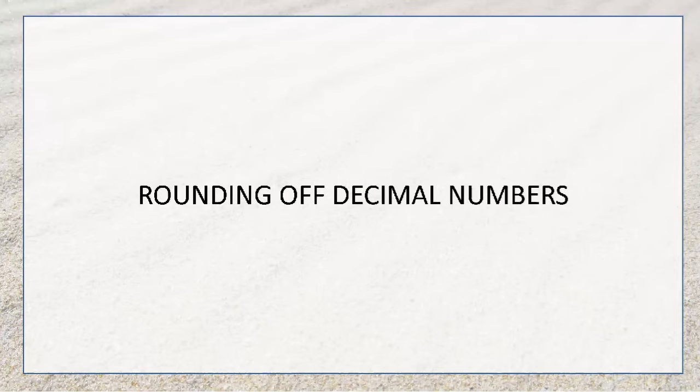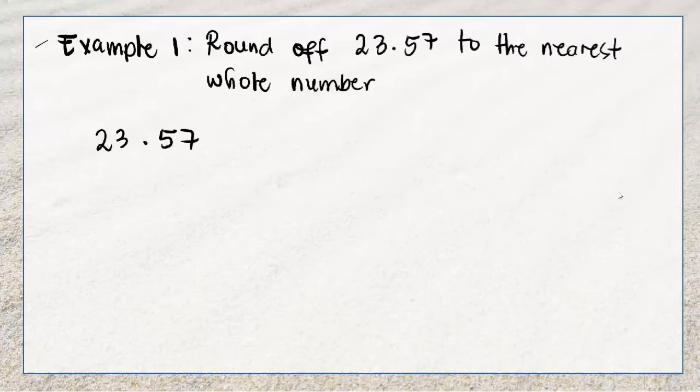So to further understand this rounding off of decimal numbers, let's proceed with explaining an example of rounding of numbers. Let's have example number 1. Round off 23.57 hundredths to the nearest whole number. First thing to do is to identify the place value that you are going to round off. The place value is the nearest whole number. So what is the place value of the nearest whole number?